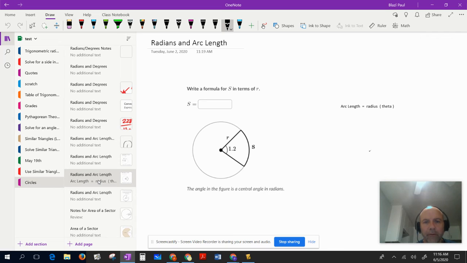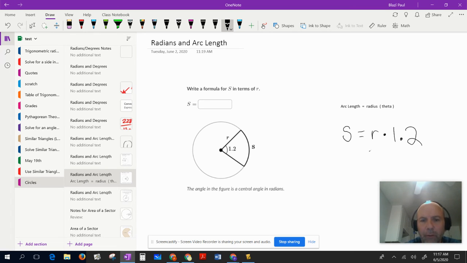It says write a formula for S in terms of R. This is a little easier than you might think. So arc length is S. Does it give me the radius? It doesn't, right? It's just saying R. And then what's my central angle? In this case, it's just saying 1.2, okay?